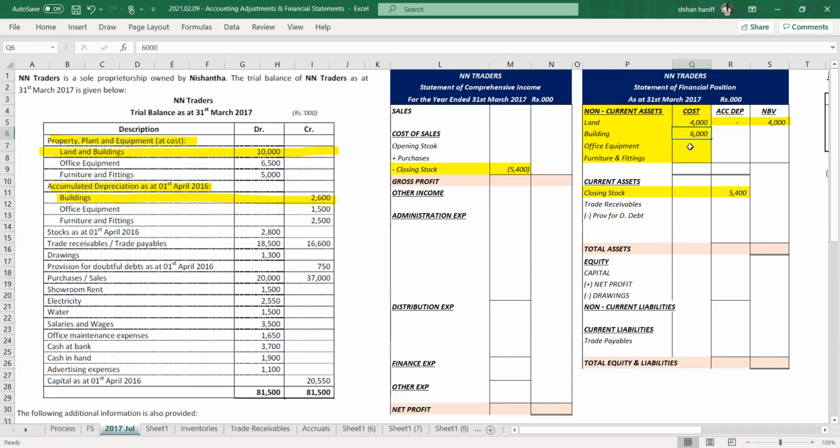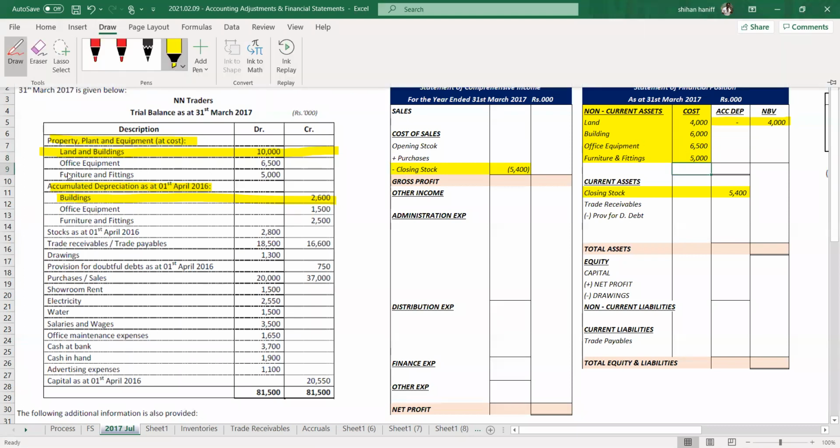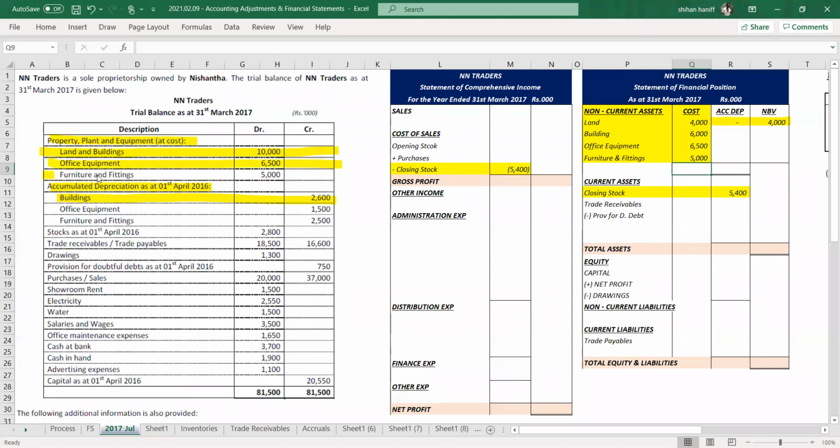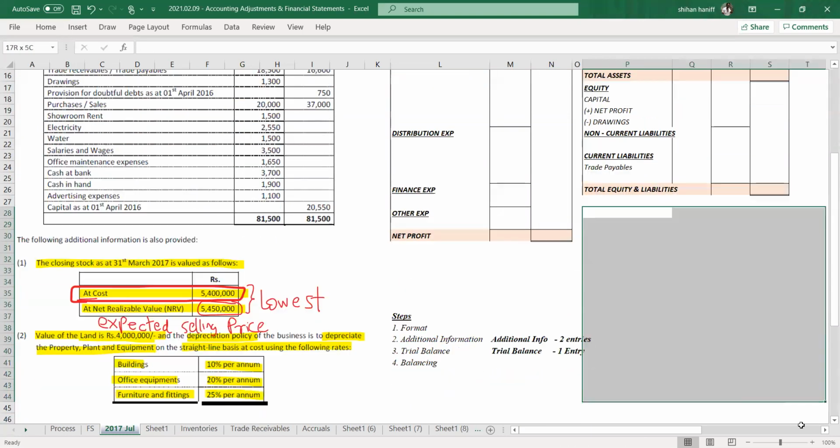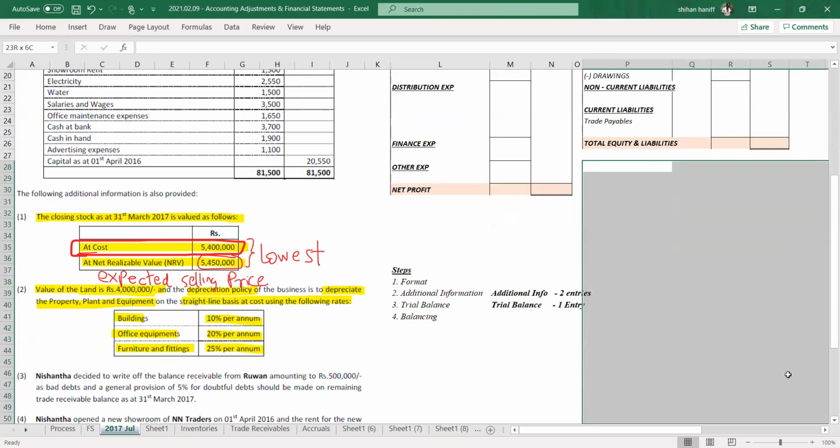Land is 4 million, building is 6 million, office equipment 6.5 million, furniture and fittings 5 million. So we took the cost of each asset. Cost of each asset will be taken to the non-current assets. Right? Then we have to calculate the depreciation. So we will do a small working for depreciation.